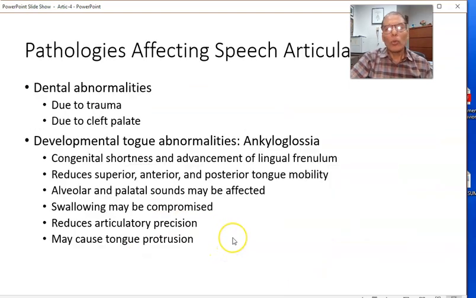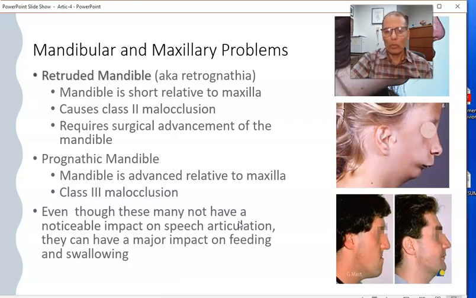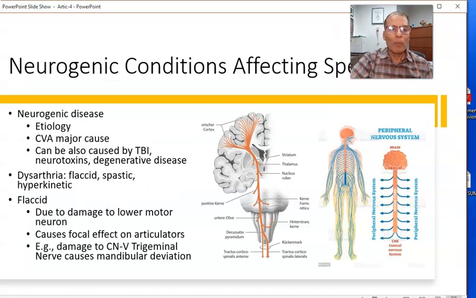So these were the muscles that we didn't discuss in class. I'm going to skip over ankyloglossia, because we discussed it in class. I want the video to be short. And we discussed the retruded mandible and prognathic mandible.